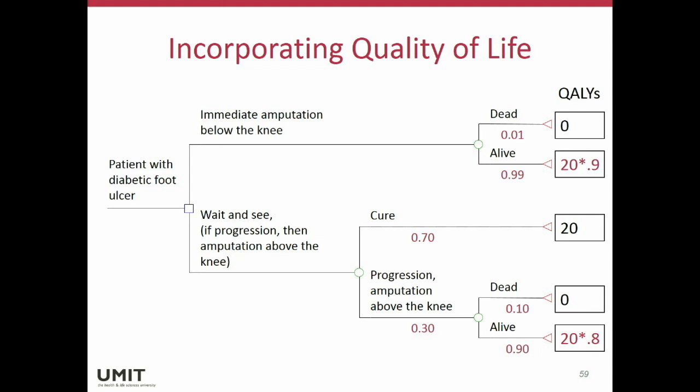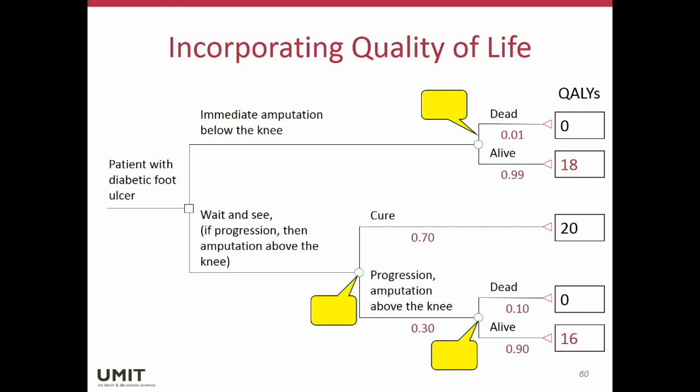So who wants to do that with me? So what's the 20 years times 0.9? How many QALYs do we have here? That's 18. And we have 16 on the bottom. Somebody who wants to do the bubbles, averaging out and folding back. What do we get at the top?